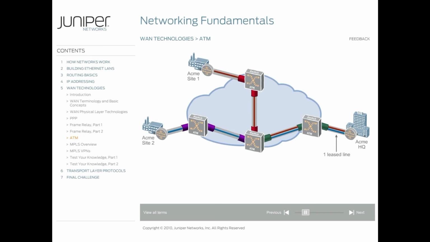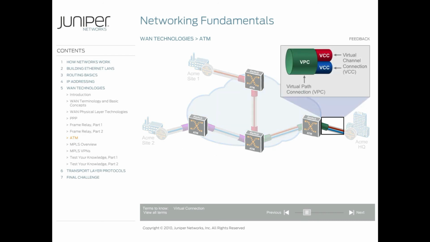Even though it uses fixed-length cells, ATM is also considered a packet switch network, where many customers share the service provider's network resources. Like frame relay, ATM allows a single physical connection to communicate with multiple devices using virtual connections. ATM standards define two types of ATM connections, virtual channel connections, or VCCs, and virtual path connections, or VPCs, which contain a group or bundle of VCCs.